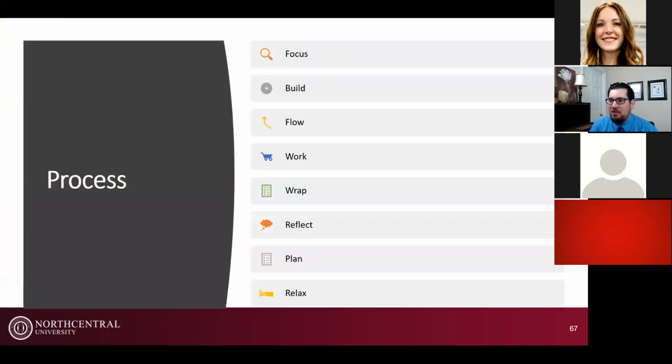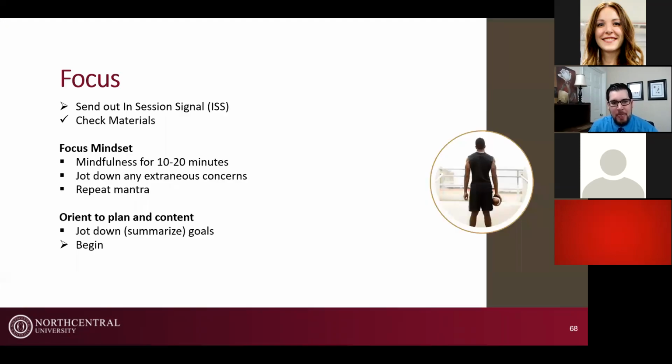My process involves focus, build, flow, work, wrap, reflect, plan, and relax phases. Focus is a sort of warm-up or physical and mental readiness. Send out that in-session signal, or ISS, to everyone saying, I'm off limits during this study time. Check to make sure you have your materials, and use a focus mindset. Mindfulness for about 10 to 20 minutes will help you get started. After that, jot down any extraneous concerns to handle later in the day. Repeat a mantra or perhaps a prayer, whatever you like to do. Orient to the plan and to the content at that time. Jot down or summarize the first goal and the overall goal. Then begin.